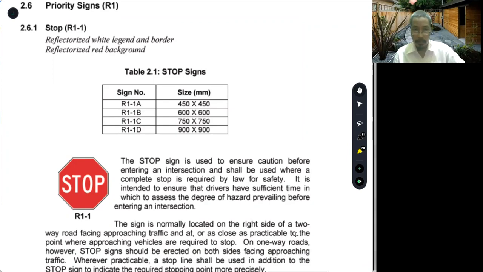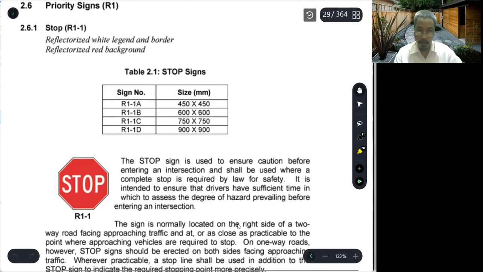Table 2.1, stop signs. We have different sizes. There are 4 types of sizes, as we already know: size A, B, C, and D. These are the following dimensions in SI units: 450 by 450 for size A, 600 by 600 for size B, 750 by 750 for size C, and for size D, we have 900 by 900. So it is what? Octagon.